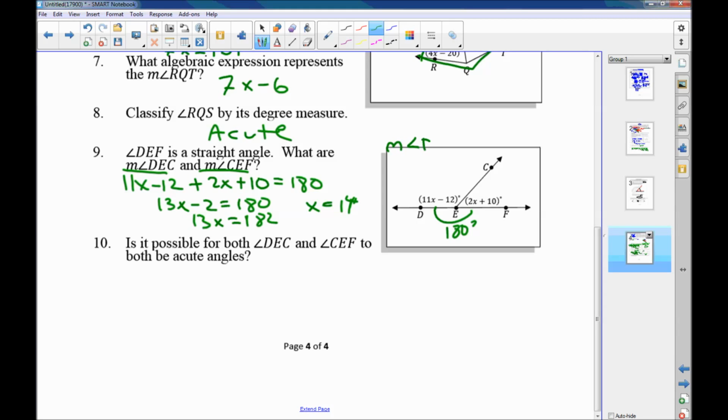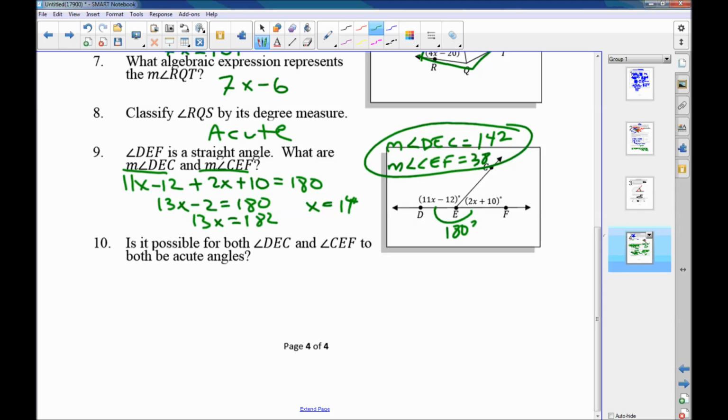All right, so the measure of DEC, that's going to be 11 times 14 minus 12. This gives me 142. Now, if you are confident in all of your other work, since I made a mistake in it, I always double check myself. Then you could just say 180 minus 142 to get CEF. But I'm going to try it anyways. And let's see, so that's 2 times 14 plus 10. This gives me 38. And notice if I add those two numbers together, I get 180, which is good.